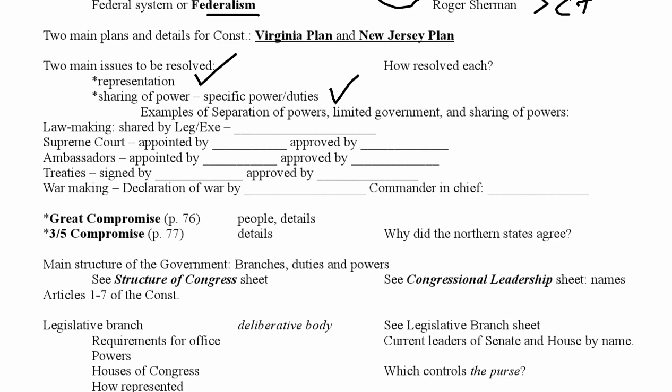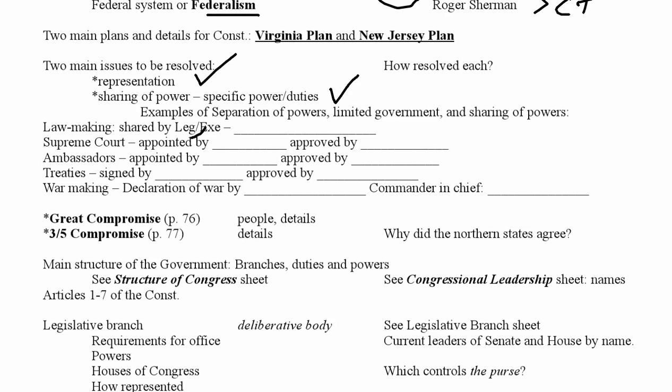And how is it resolved? You should go back to your notes. It's basically about how the House and the Senate are divided. One is equal, one is proportional, and one is divided into two as well. Examples of separation of powers: limited government and sharing of power. You need to know at least these examples. For example, in lawmaking, a legislative and executive branch share power.